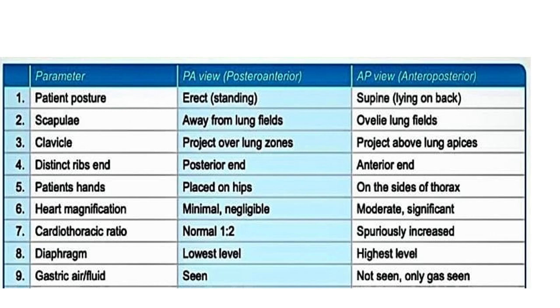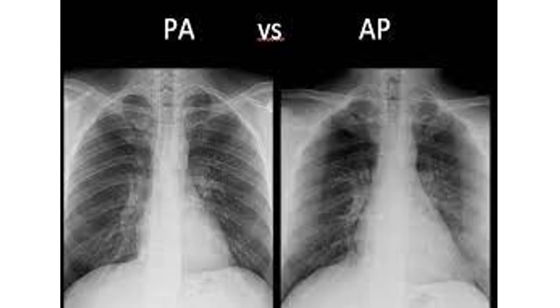whereas highest level in AP view, and gastric air fluid level is seen in PA view because patient is in erect position, whereas it is not visualized in AP view, but if it is visualized it is only gas, no air fluid level. Now we can see the different images of PA and AP view.